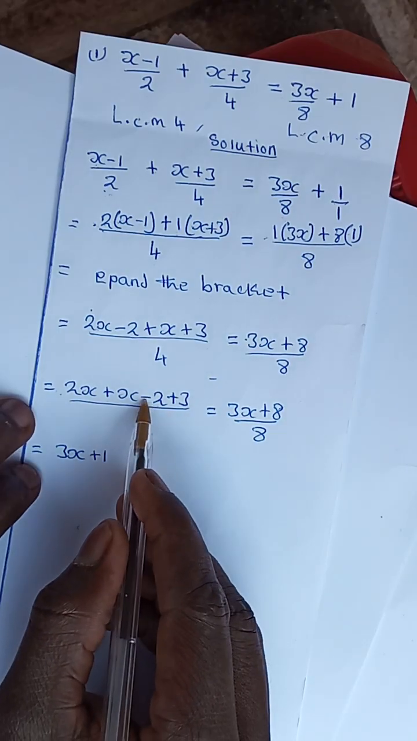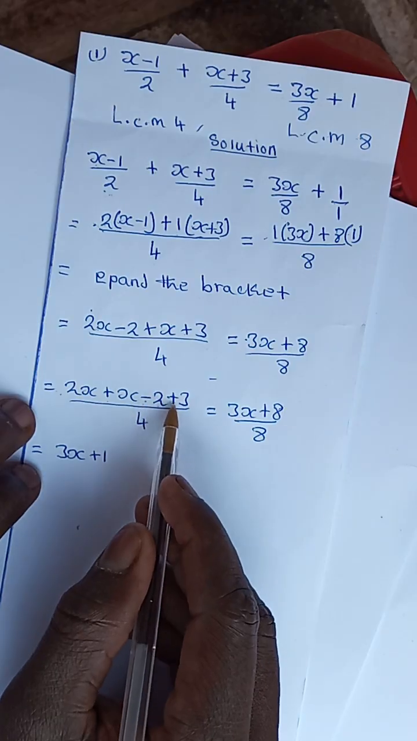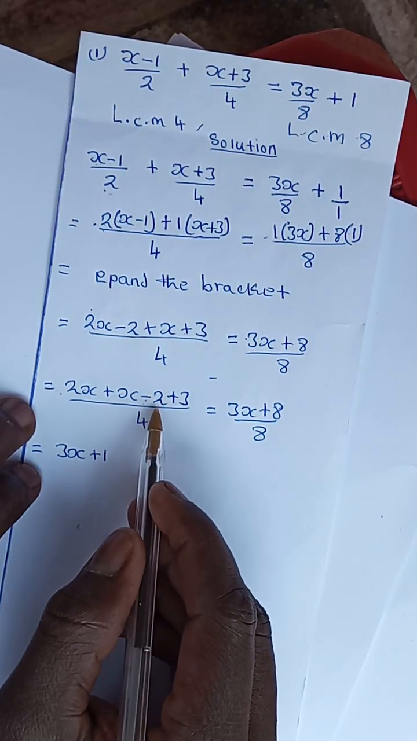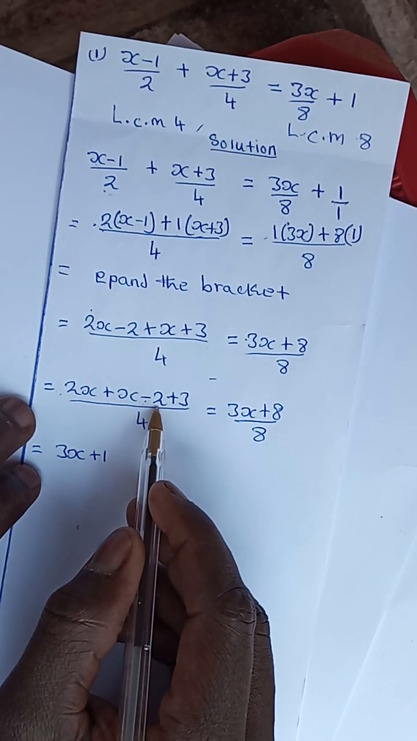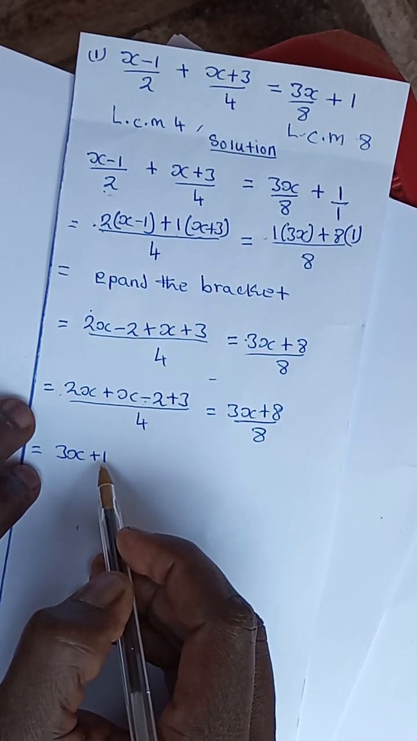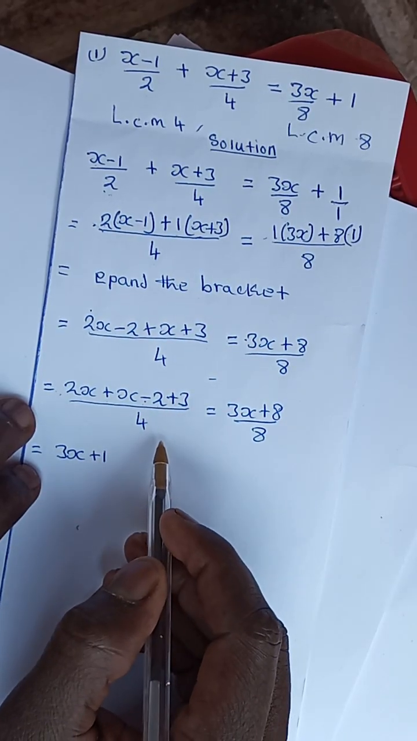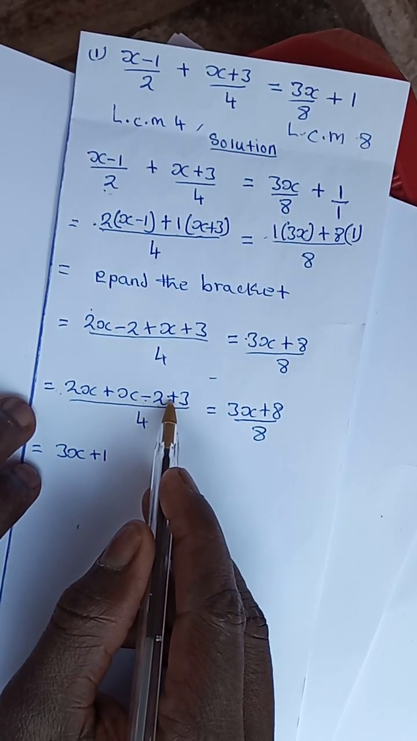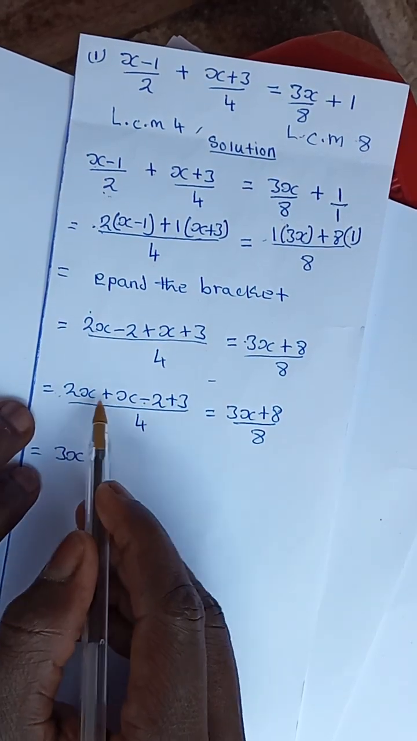Why plus 1? If the signs are different, what you are going to do, you are going to subtract. 3 and 2, which one is the bigger number? The bigger number is 3. You remove the 2, what is remaining is 1. The 3 has a sign of plus. That's why we have plus 1.